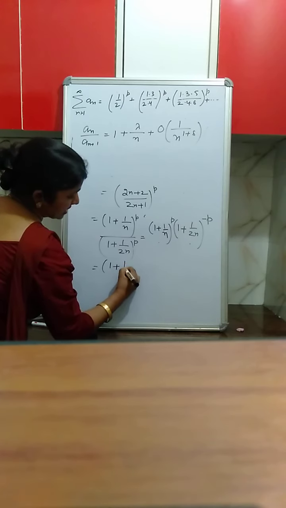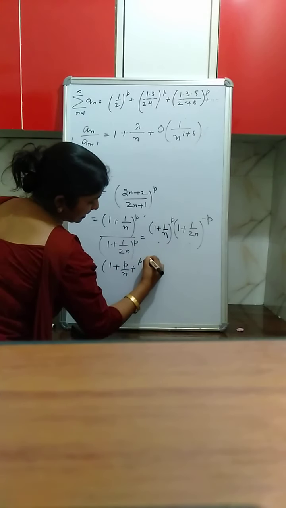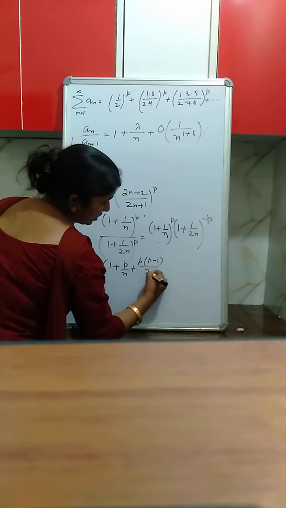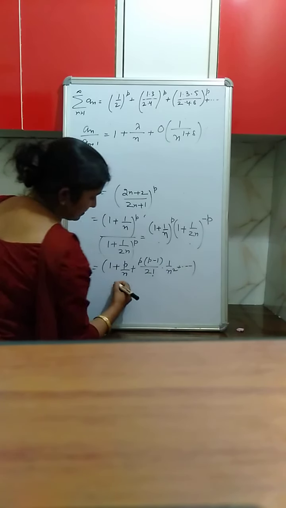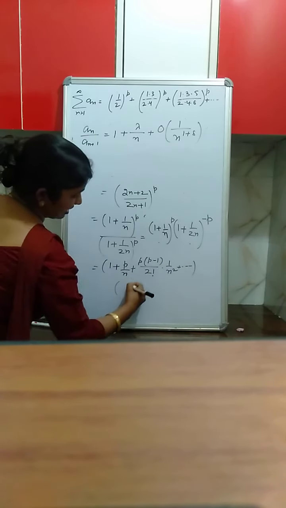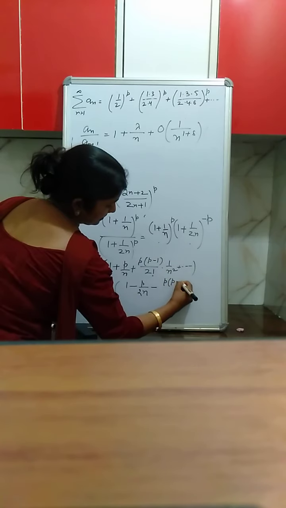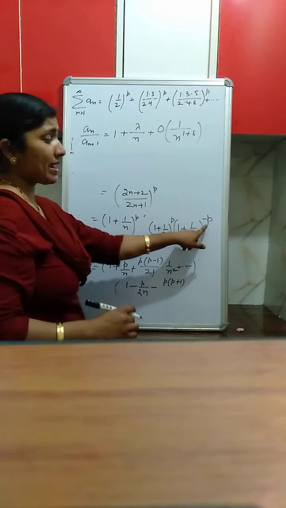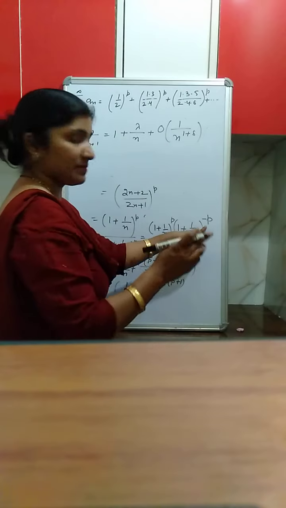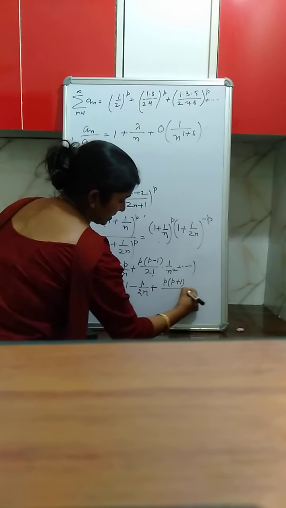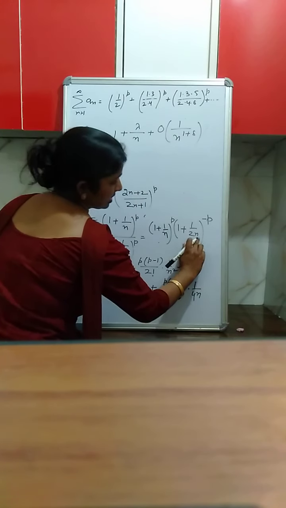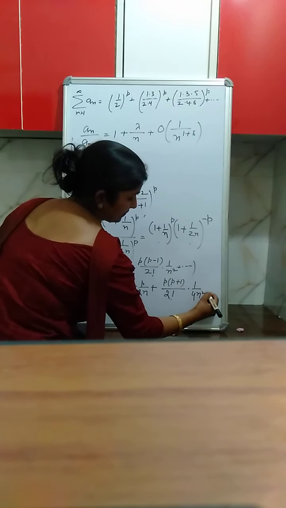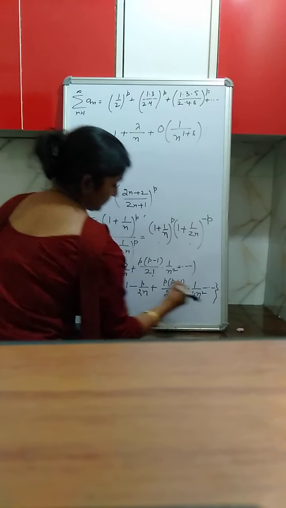So expanding both expressions with the help of the binomial, it will be 1 plus p by n, then p into (p minus 1) by 2 factorial into 1 by n square and so on, multiplied with 1 minus p by 2n, minus, taking the minus common, p into (p plus 1) by 2 factorial into 1 by 2n square, meaning 1 by 4n square, and so on.